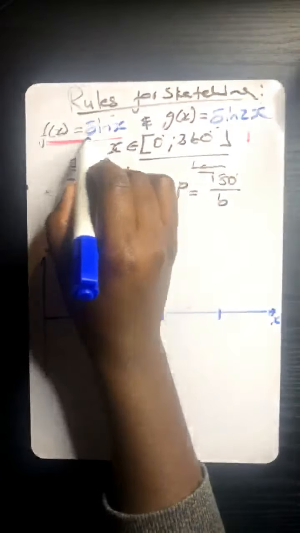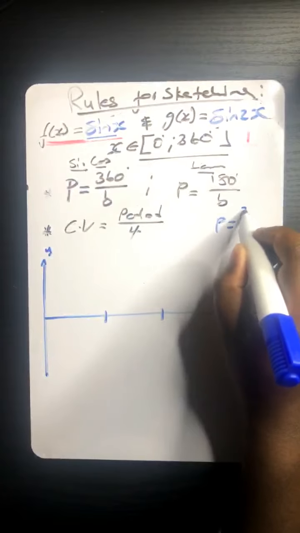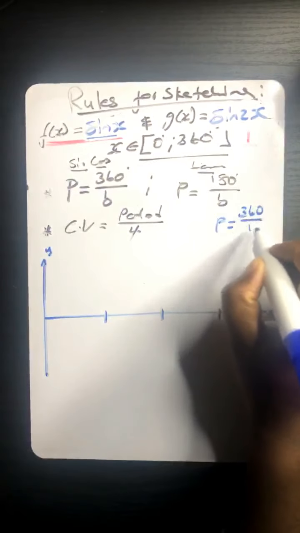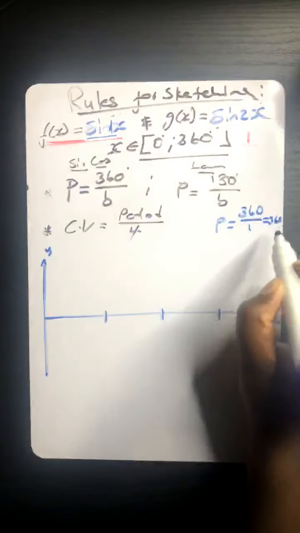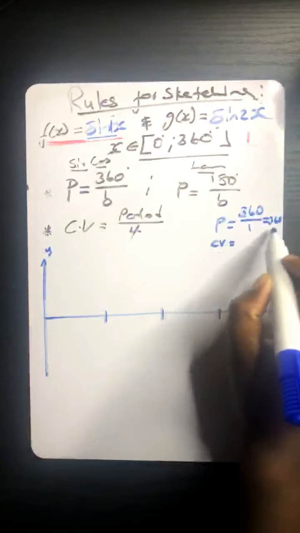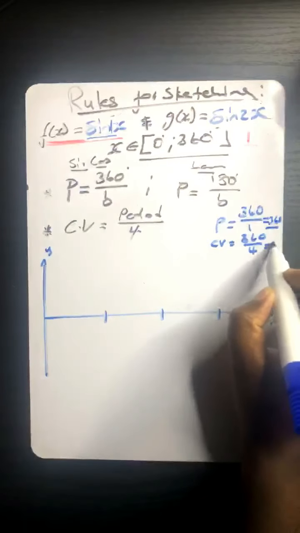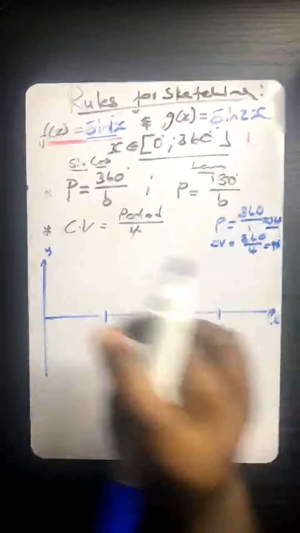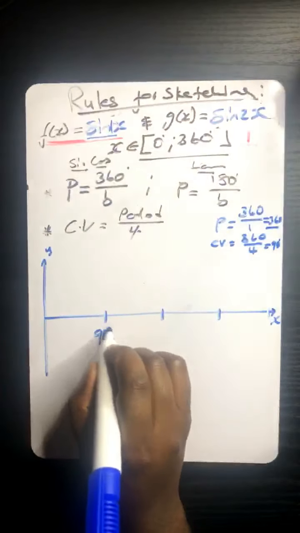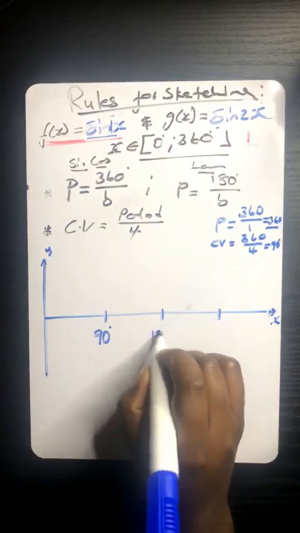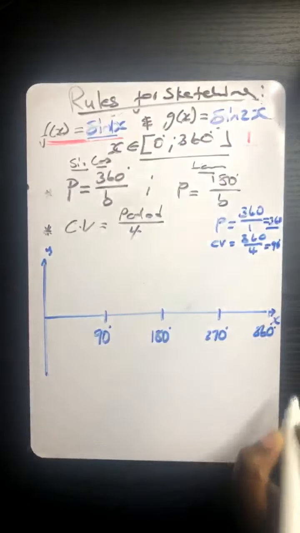The period for this one is 360 divided by 1. There's an invisible 1 there, which equals 360. That means the critical values (CV) are this 360, which is the period, divided by 4, and you get 90. So the critical values for this function are spaced at 90 degrees, 180 degrees, 270 degrees, and 360 degrees.